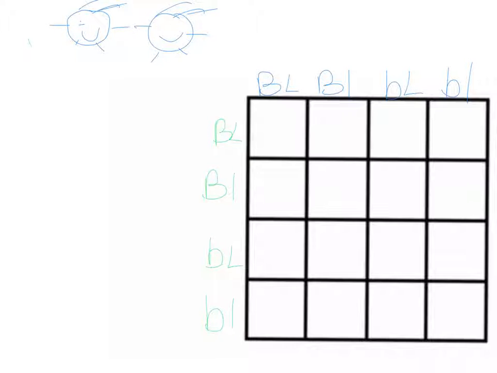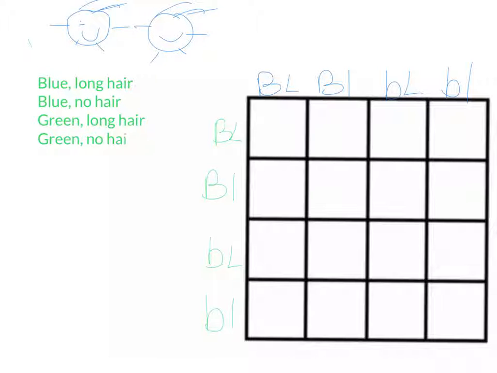Okay, I erased the gametes to give us some room. Now the next thing we have to do is figure out what possible phenotypes our offspring could be. So we know that they could be blue with long hair, or they could be blue with no hair. And if they're recessive, they could be green with long hair, or they could be green with no hair. All right. So these are our possible offspring. Let's go ahead and figure out our Punnett square.